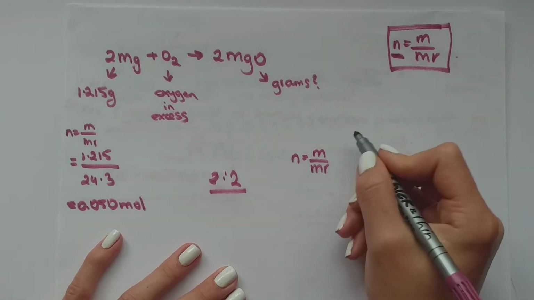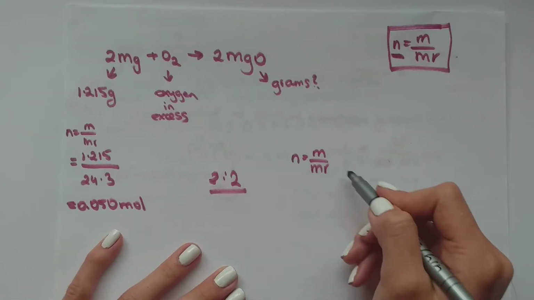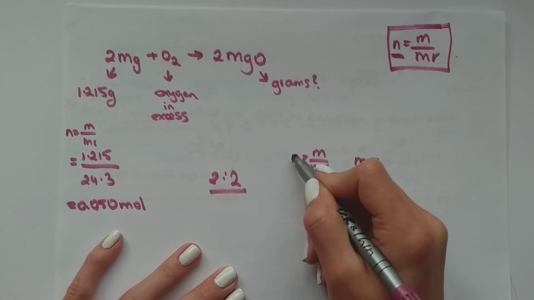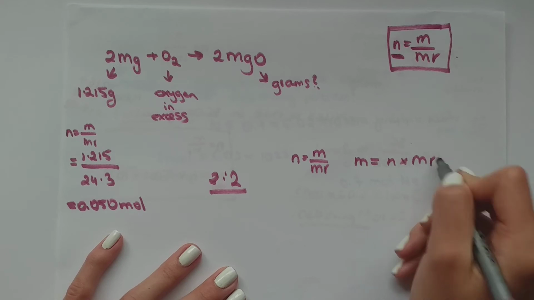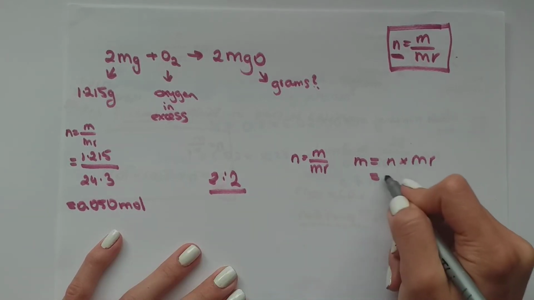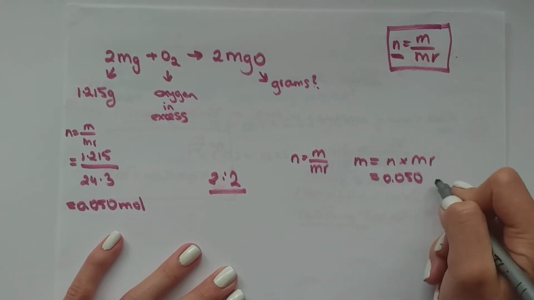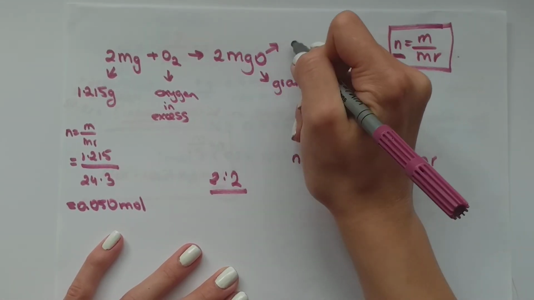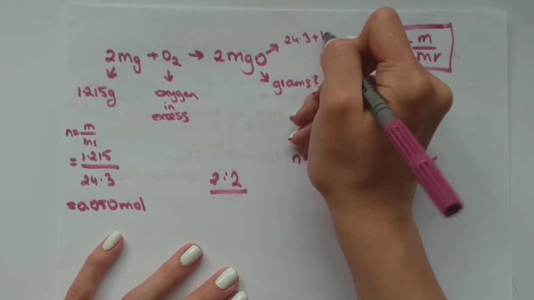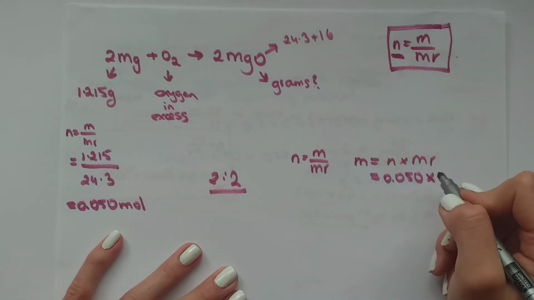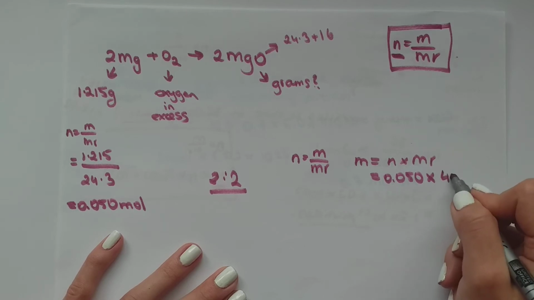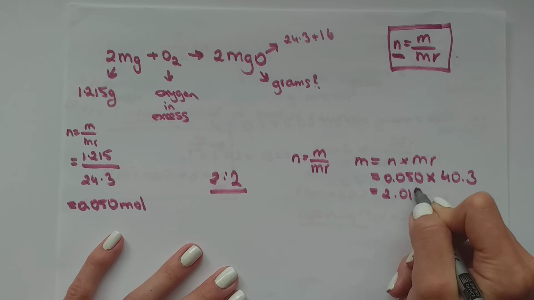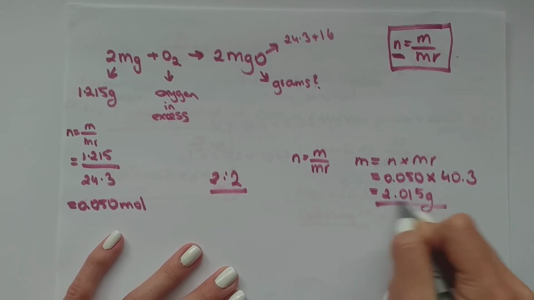However, this time we're trying to find the grams of this. So we have to rearrange this equation. So mR is divided here, so it goes over to be times. Our n is exactly the same as for magnesium. Multiply it by the mR. So mR of magnesium oxide is 24.3 plus 16 for oxygen, which gives us 40.3. And our final answer is 2.015 grams.